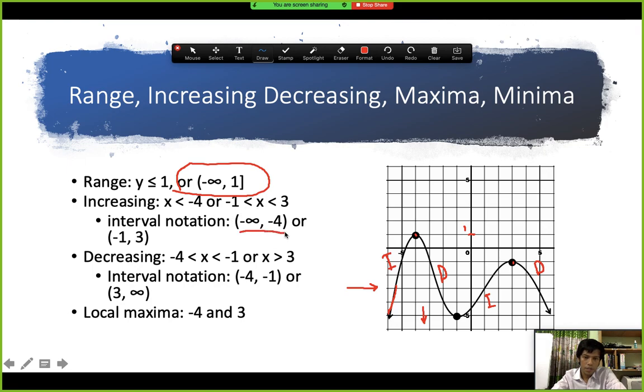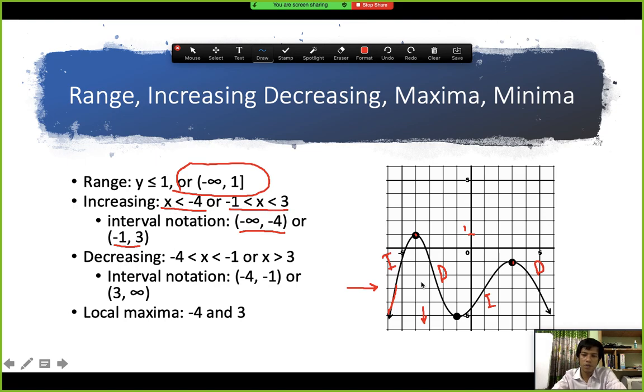So this one, minus infinity to minus 4, and then minus 1 to 3. This is also increasing. You can write in set notation also. If you write set notation, this is how you can write it.